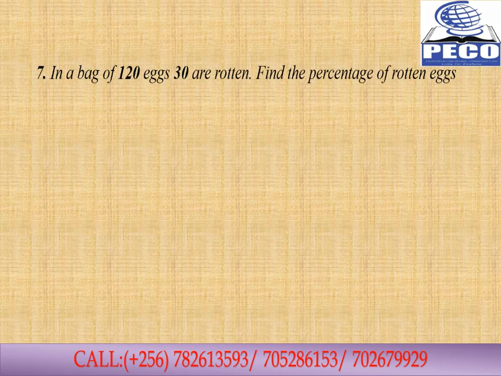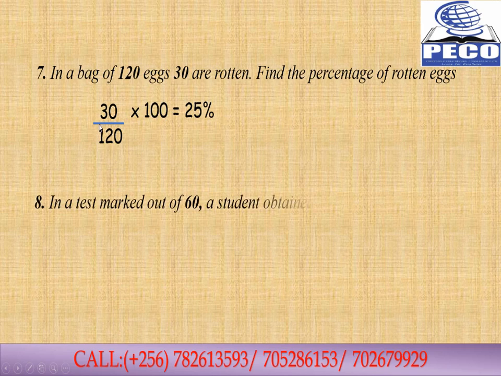So we have a word problem there. In a bag of 120 eggs, 30 are rotten. Find the percentage of rotten eggs. So a bag has 120 and 30 are rotten. So for the percentage of rotten eggs, we get the number of rotten eggs out of the total number in the bag, then times 100. And the computation will give us 25%.